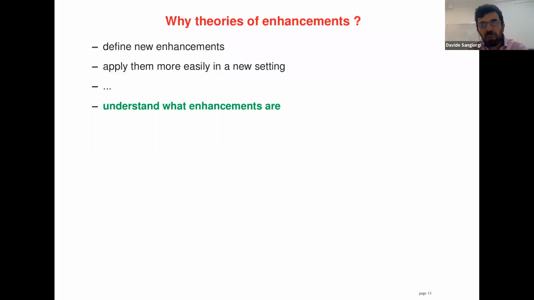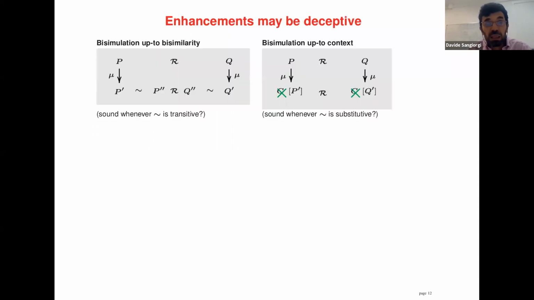Above all, I would say, and perhaps summarizing the previous points, to understand what enhancements are. And I'm stressing this point because in this business of enhancements, sometimes intuition can fail us. They can be deceptive. Consider, for instance, the previous examples that I have given, bisimulation up to bisimilarity. Well, the intuition is that this enhancement is sound whenever bisimilarity, the equivalence, is transitive.